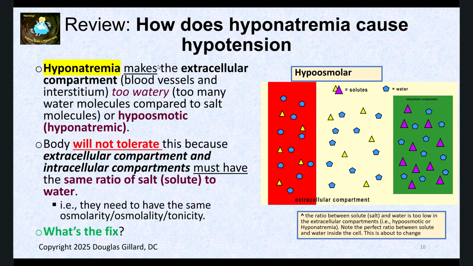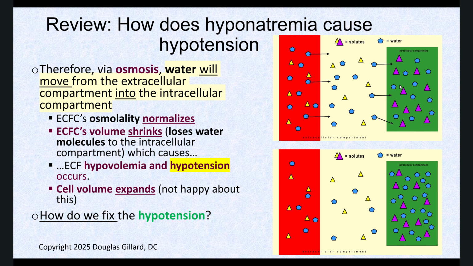The hyponatremia makes the extracellular compartment, we said this already, too watery. We said this. Yeah, or hypoosmotic. The body won't tolerate this, and we already said we're going to move water. What's the fix? We're going to move water into the cell. So we've already kind of talked about this in opening. Therefore, via osmosis, water will move from the extracellular fluid compartment, like the arrows are showing you, into the intracellular compartment. And the extracellular fluid compartment's osmolality is normalized.